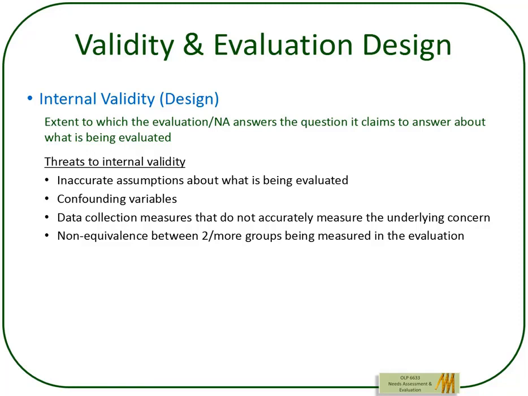The second threat to internal validity is what's referred to as a confounding variable. And a confounding variable just means something else that's going on that you're not taking into consideration.